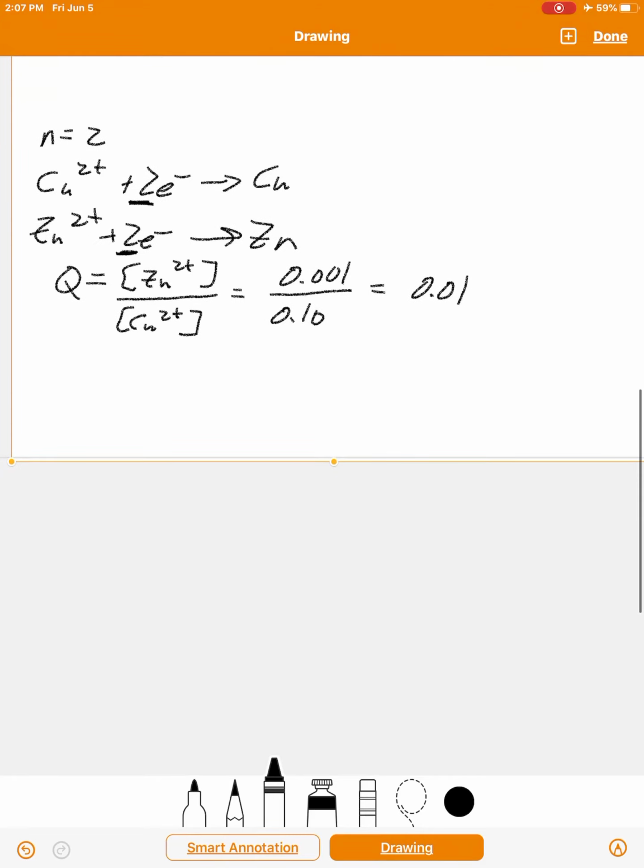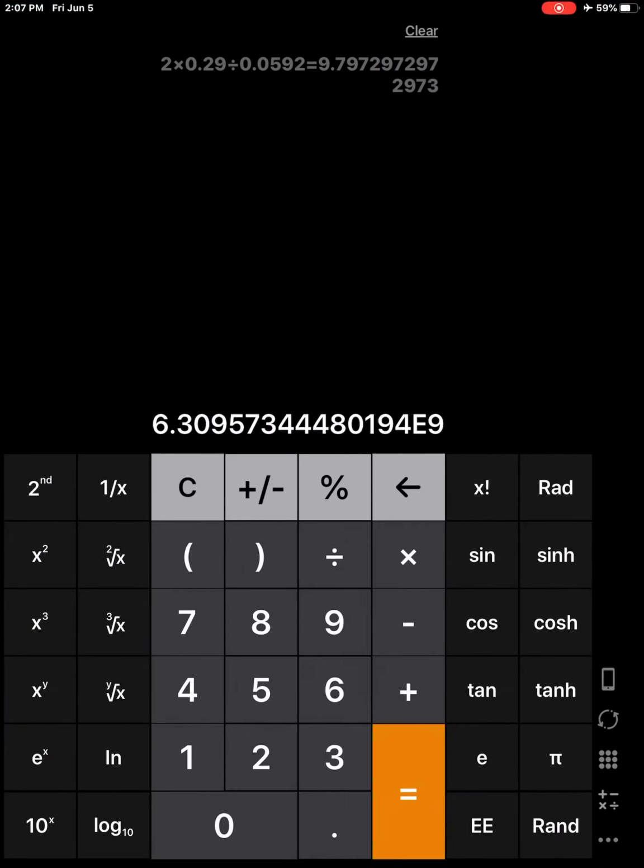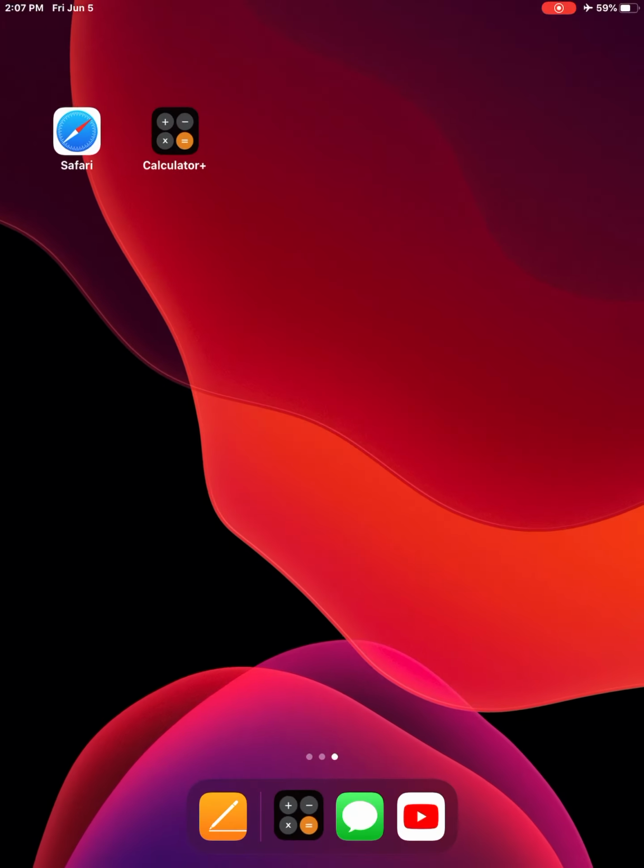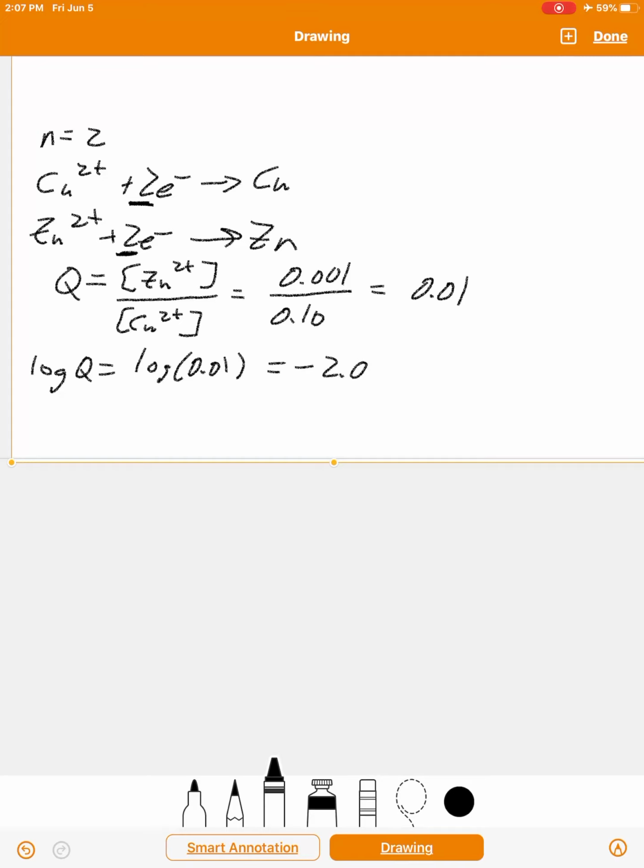Okay? And so now here's what happens. If we try to find out what log of Q is, that would be the log of 0.01, and that would be minus 2.0. You can do that on your calculator. Here, I'll show you. 0.01 log is negative 2. So that's negative 2. That's not bad.